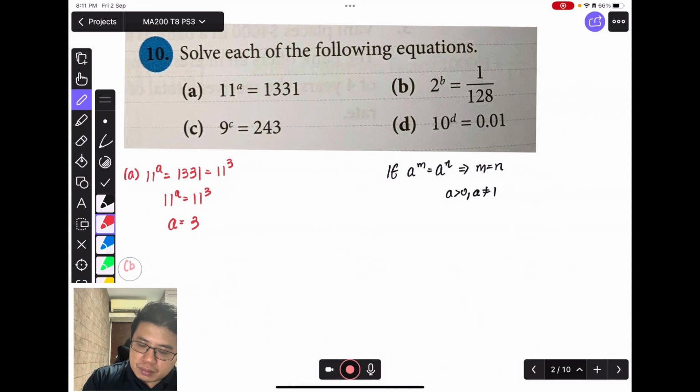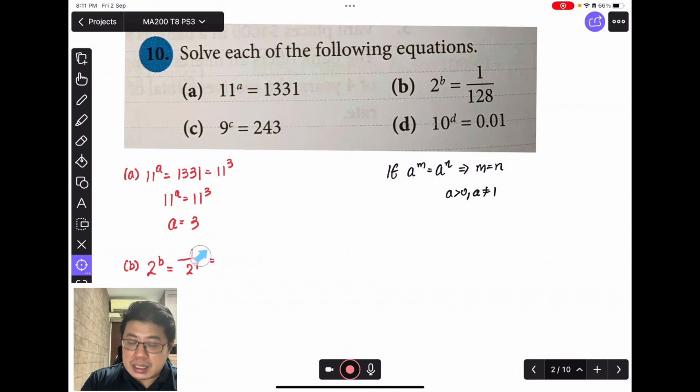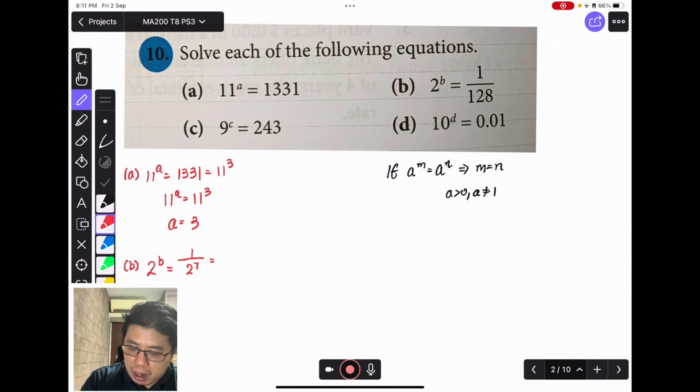So for part B, we have 2 to the power of b equals to 1 over 128. Now 128 is the same as 2 to the power of 7. So 1 over 2 power 7 over here is the same as 2 to the power of negative 7. Recall the law of indices that a to the power of negative n is the same as 1 over a to the power of n. So 2 to the power of b will be equals to 2 to the power of negative 7. That just tells us that b is equals to negative 7.